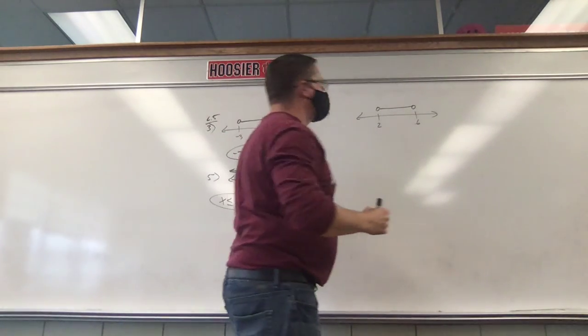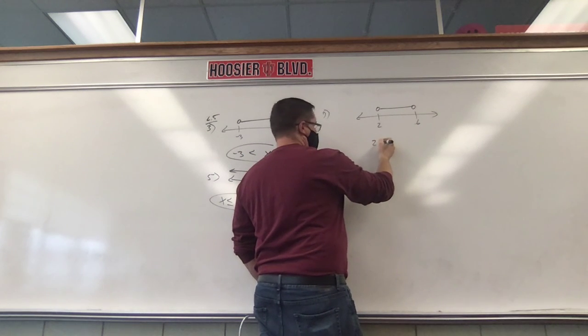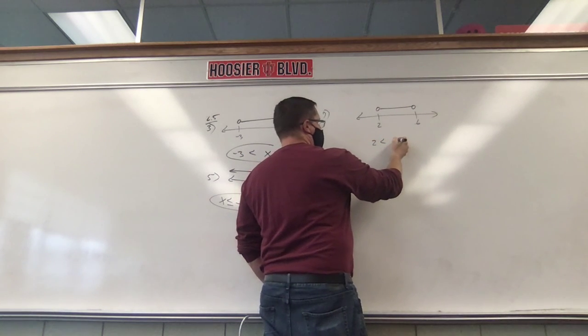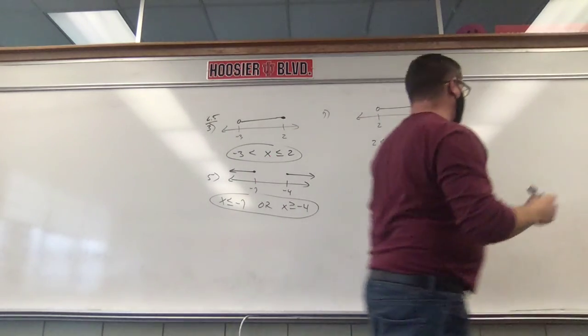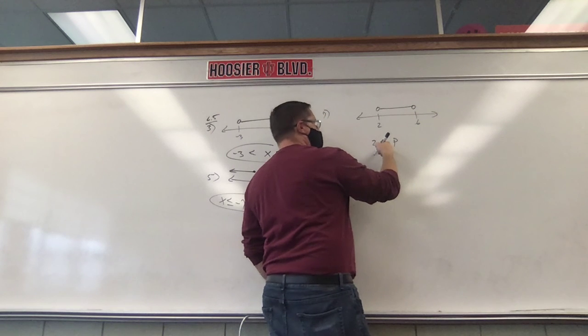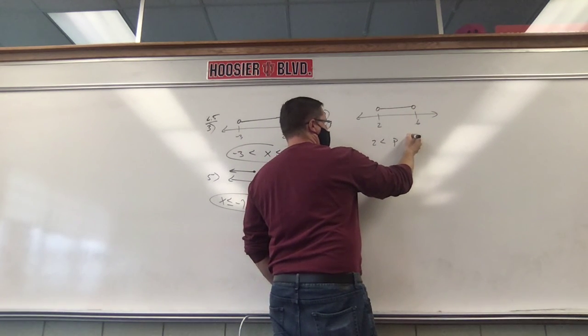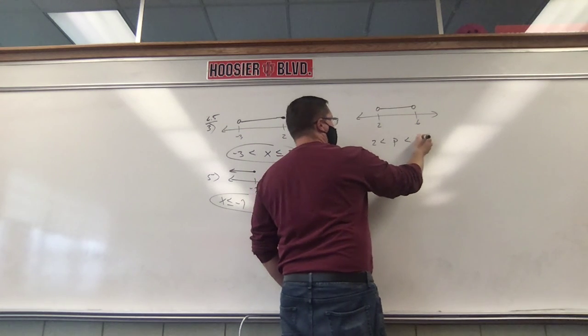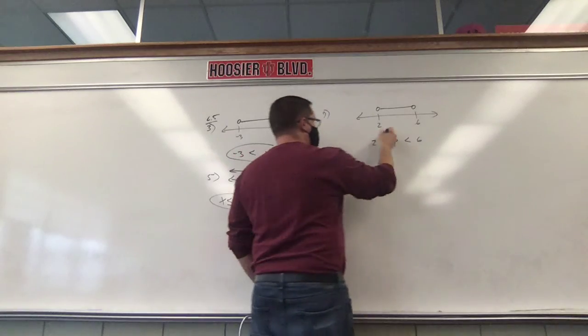Okay, so how would I write the inequality? 2 is less than, and not x this time. They want lowercase p. Should I put an equal sign under it? No, because it's open. Then p is less than 6. They're always less than symbols when they're in between.